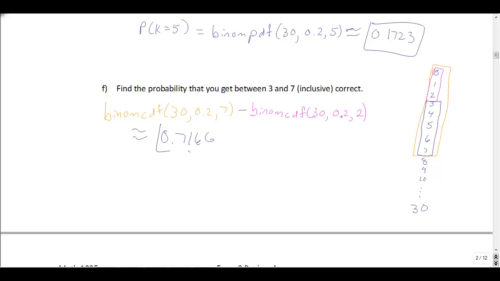So about 71% of the time. Let me clean those up a little bit, those 6s here. About 71, 72% of the time, you should get between 3 and 7 correct. Note, 6 was the average, so we're including the high parts here. Okay, next one.